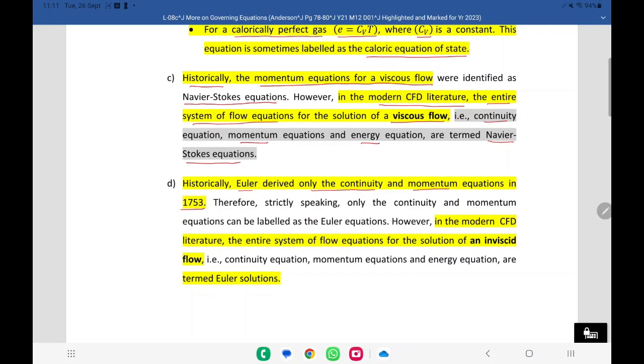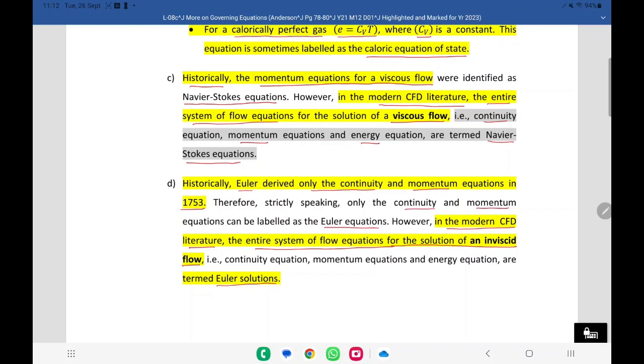Another 100 years back. So we have now 280 years back. Euler derived only the continuity and momentum equation in 1753. So strictly speaking, only the continuity equation and momentum equation shall be labeled as Euler equation. However, in modern CFD literature, the entire system of flow equations for an inviscid flow is termed Euler's equation. Okay, so the same equation.